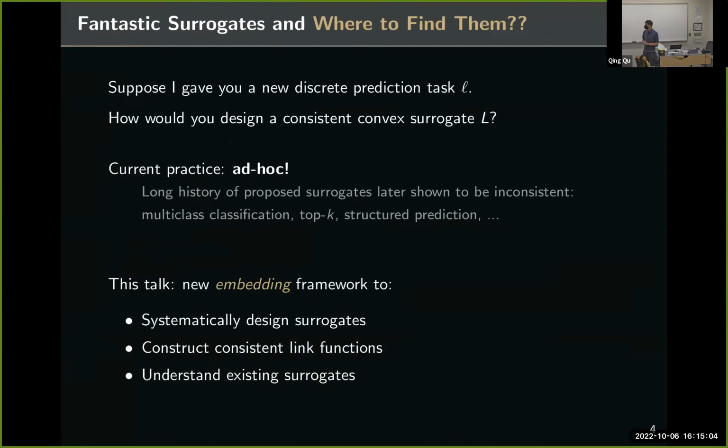Yeah, so I just had a quick question about the surrogates being shown to be inconsistent. Is that because they were designed before there was a framework to show consistency, or new results came out that showed they were inconsistent? Or did they just miss counterexamples when they originally proposed them?